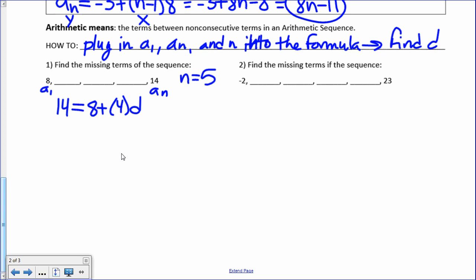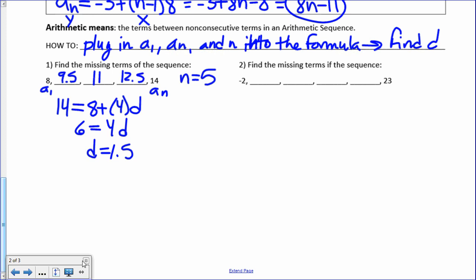Right, now what? Subtract 8. Subtract the 8. 6. Good. Divide by 4. You get 1.5. So what do I do with the 1.5? You plug it into your sequence. Keep adding it. So what's 8 plus 1.5? 9.5. And then add another one. 11. And then add another one.